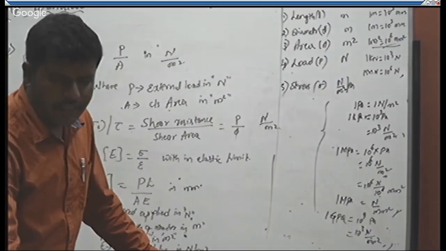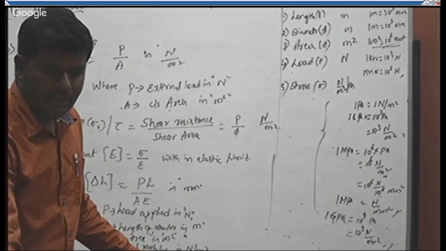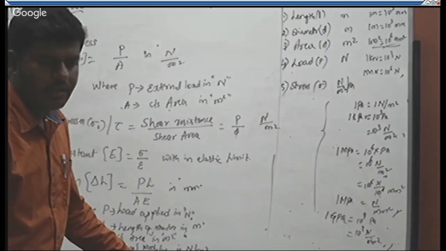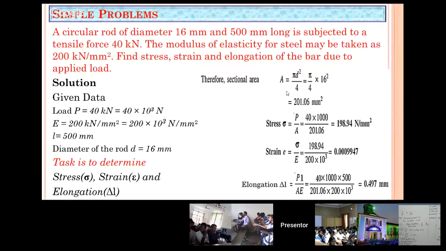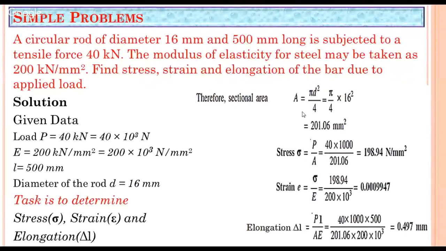So next we'll take one simple problem on direct stresses. This is a very simple problem, so you can solve it when you have understood the concepts well. So just have a look at the data they have given. A circular rod of diameter 16 mm and 500 millimeter long is subjected to a tensile force of 40 kilonewton.